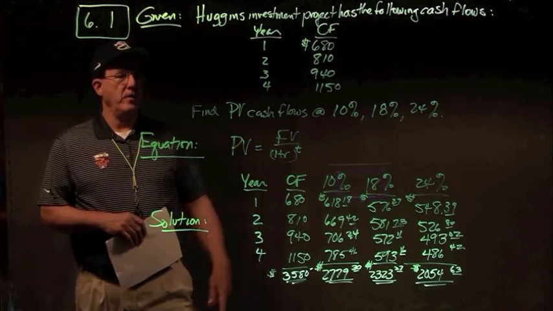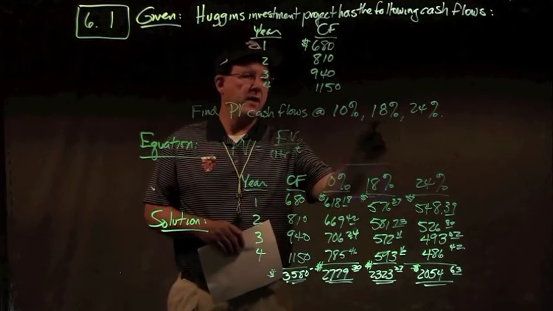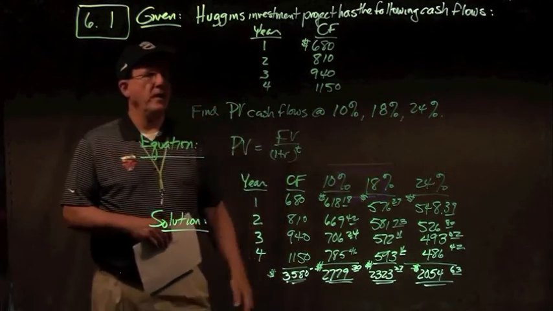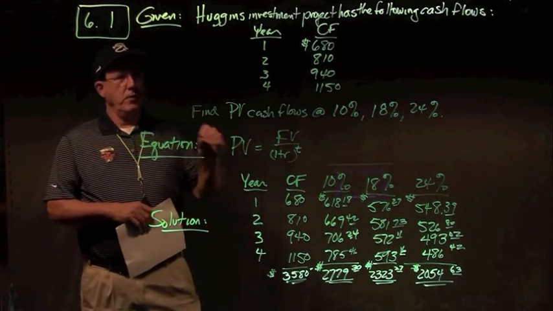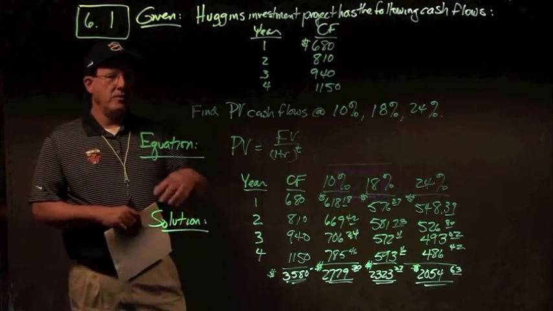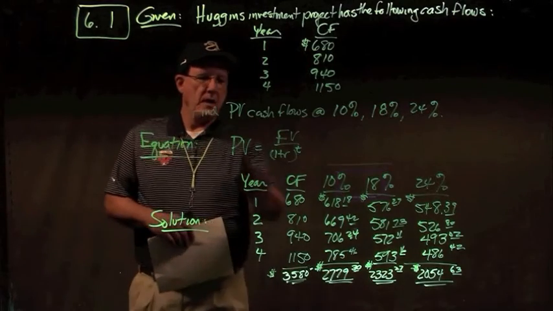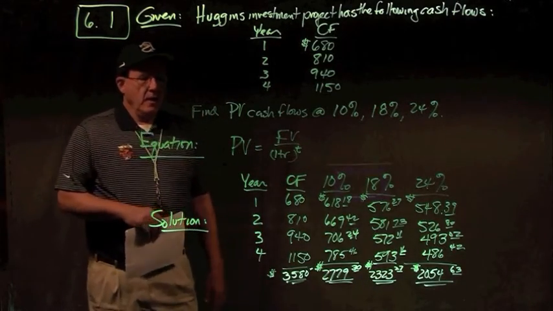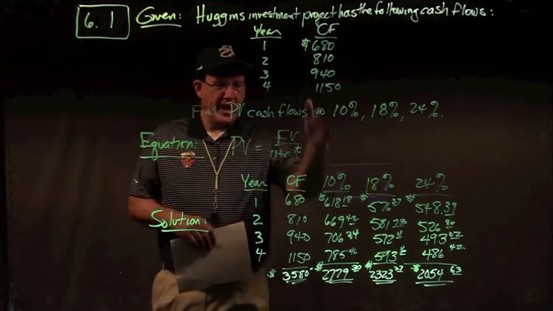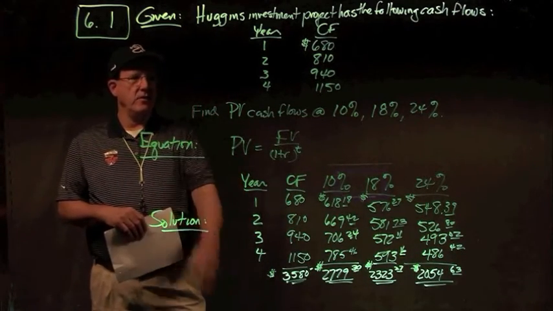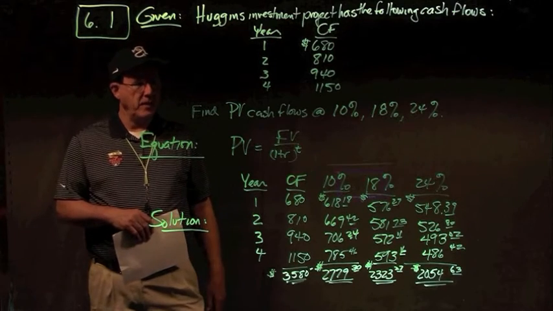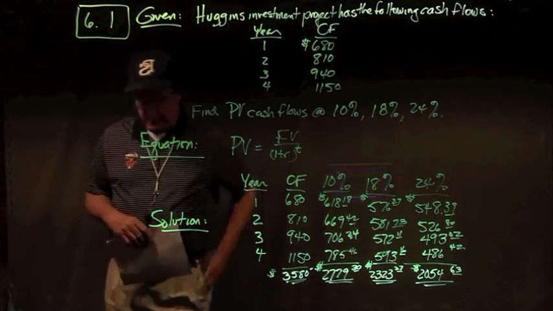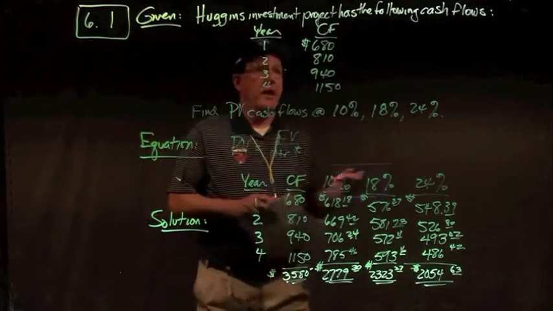So they want to know, what is the present value of these cash flows at 10%, then 18%, then 24%? What are these cash flows worth today? Present value means today. Back to chapter 5, present value equals future value divided by 1 plus the rate to the time. So I'm going to take each individual cash flow and discount it back to today, and so on. In fact, it's instructive sometimes to draw yourself a timeline.